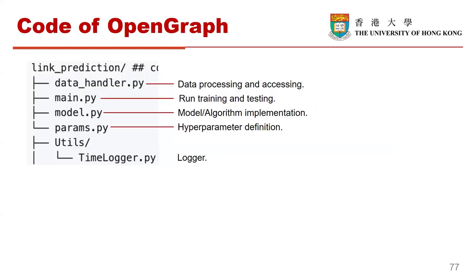And this is the code structure of our link prediction directory. It contains four major files. The data handler will provide some data processing and accessing utility. The main.py file will run the training and testing process. The model.py file will contain the implementation for our models and algorithms. And the params file contains the hyperparameter definition.